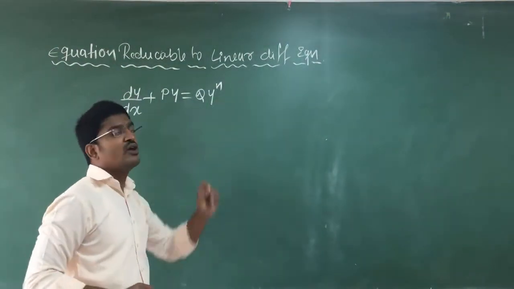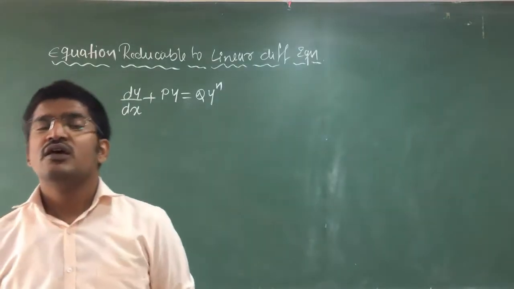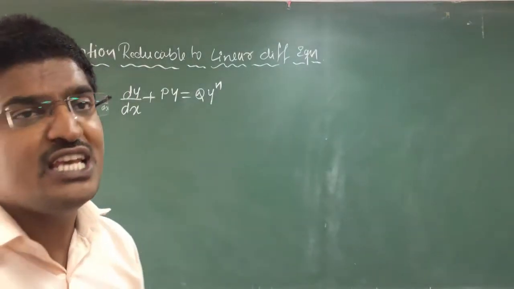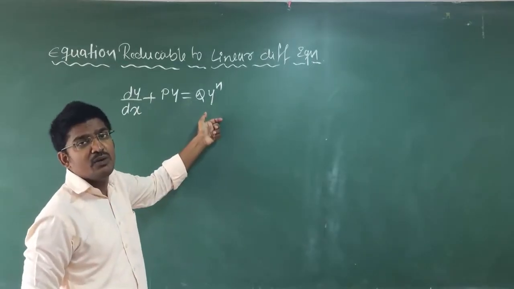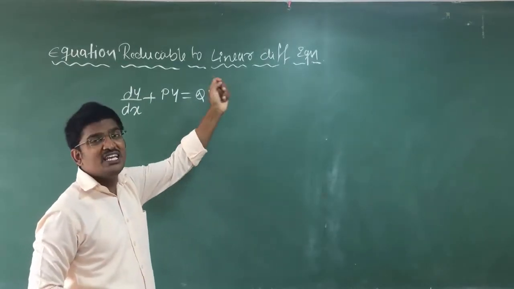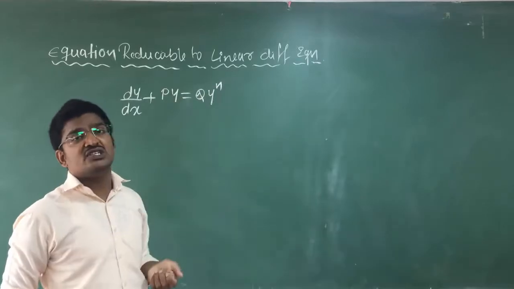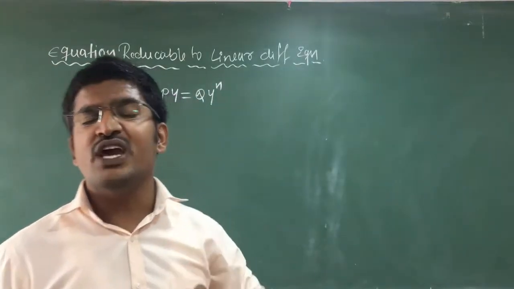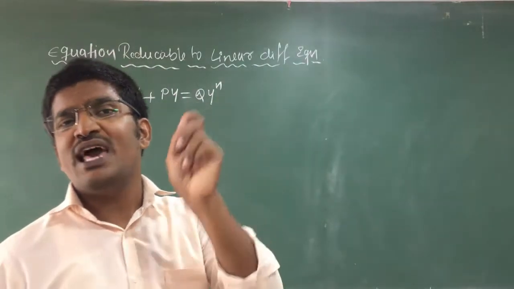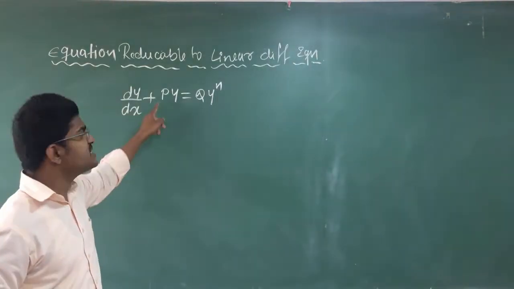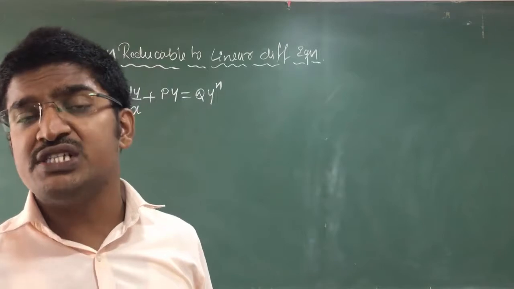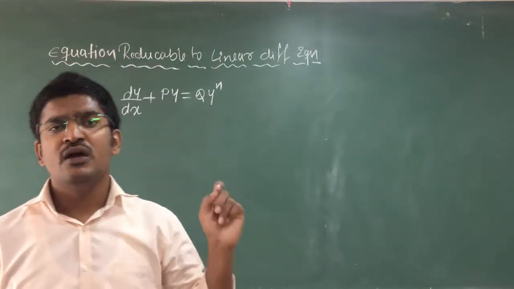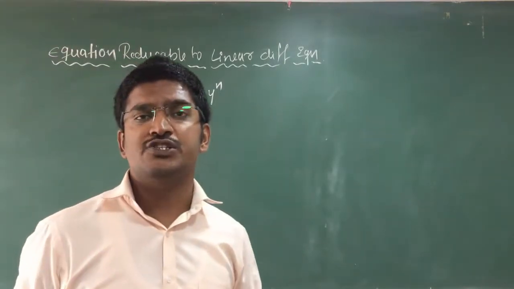Because y to the power of n is present, that's why it is present with the q too. Are you getting my point? Y to the power of n is present in the RHS with the q, where q is a function in variable x, p is a function in variable x, and p and q may be constants also. Please keep in mind, p and q may be constants also.